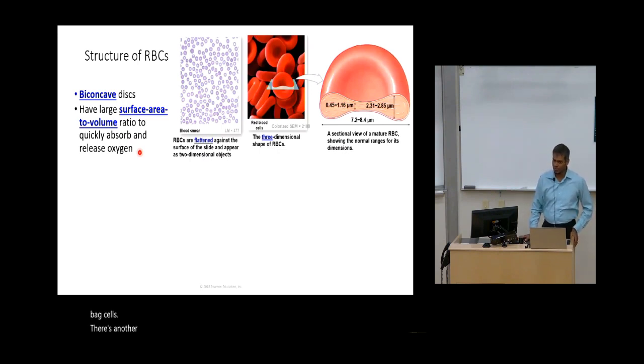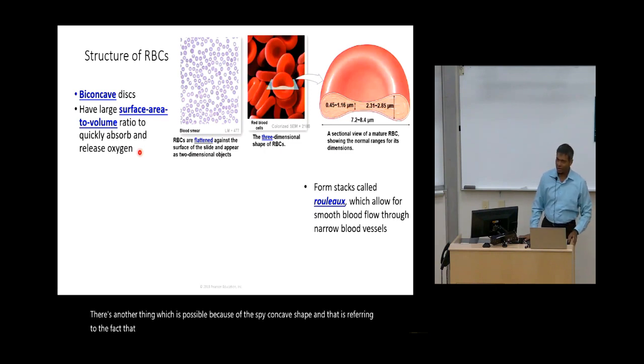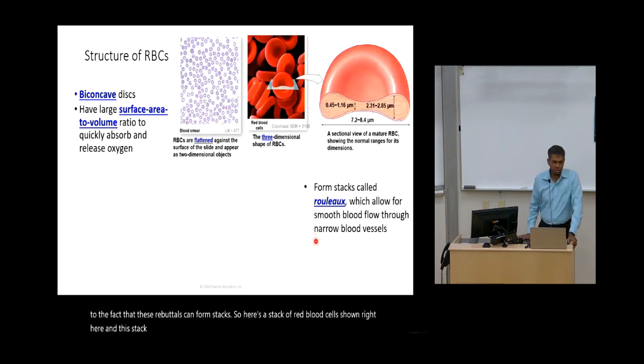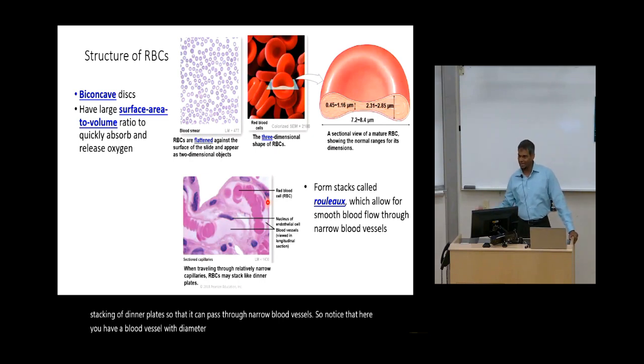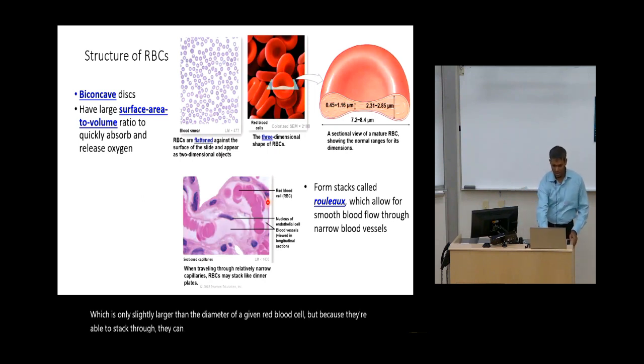There's another thing which is possible because of this biconcave shape, right? And that is the fact that these red blood cells can form stacks. So here's a stack of red blood cells shown right here, and this stack is also known as a rouleau, and the purpose of this stack formation, like stacking of dinner plates, is so that it can pass through narrow blood vessels. Notice that here you have a blood vessel with a diameter which is only slightly larger than the diameter of a given red blood cell, but because they're able to stack, they can pass through these blood vessels.